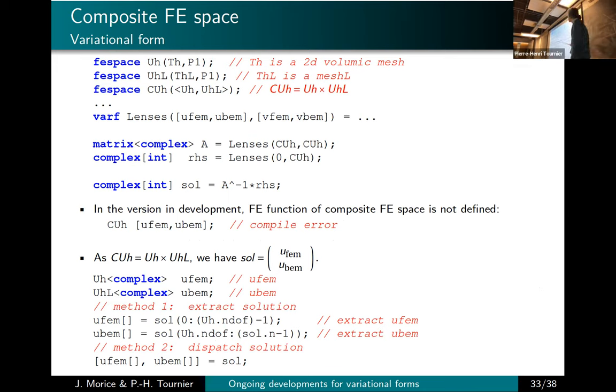For the previous plots, I need to have a solution, and I get a solution. For the moment, for a composite FE space, you can't define a FE function on the composite FE space, you have a compiler error. But between the two methods, you can retrieve the solution. This one is more tricky because you need to know the different number of dofs for each component of your FE space. But with the method implemented by Superpyphadic, you can dispatch your solution to define only your FE space, and then it depends on your FEM FE space or BEM FE space. And with that, you have your solution.